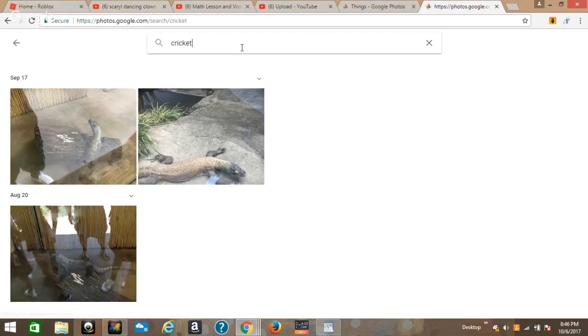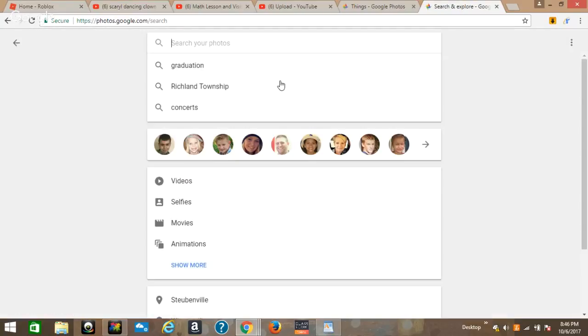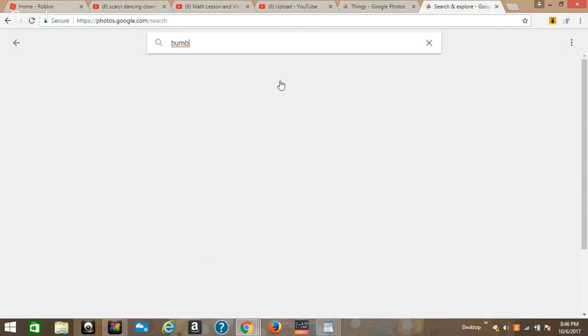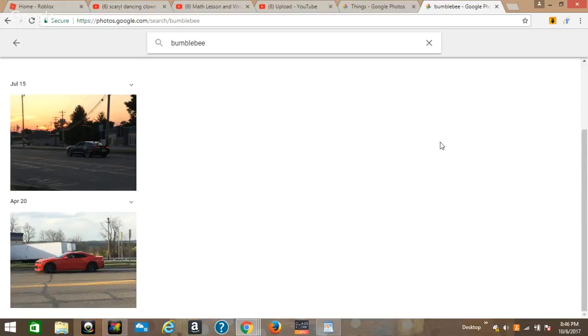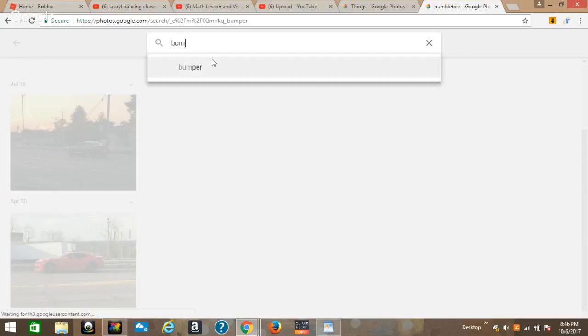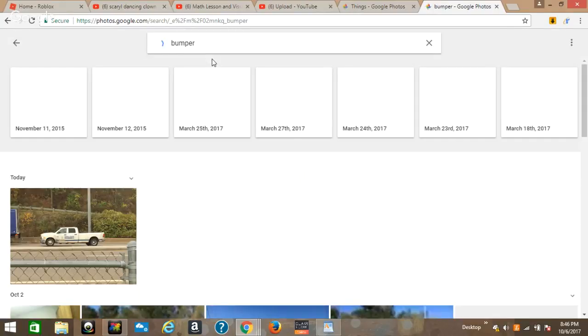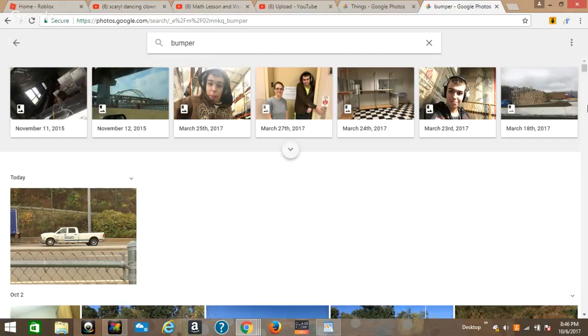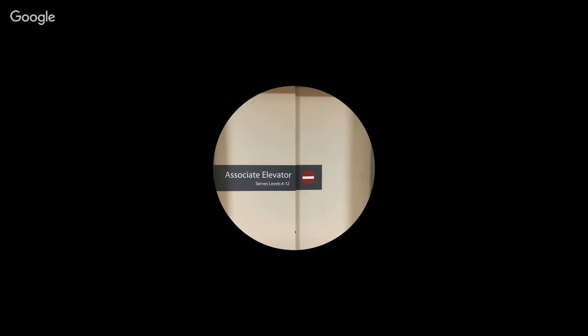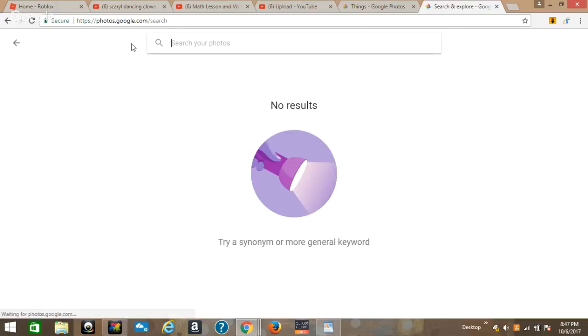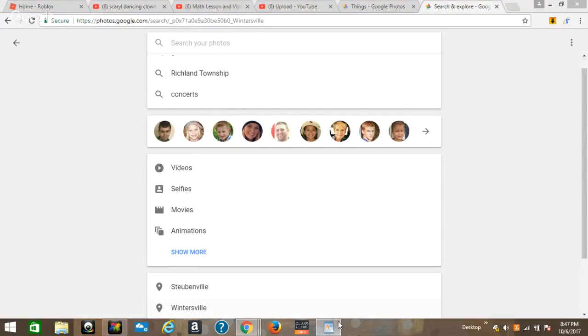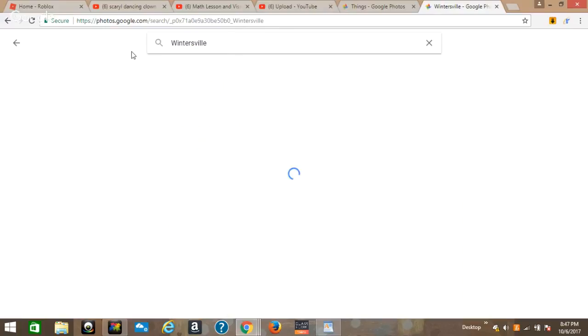Crickets. Bumblebee. I don't see a bee. I'll have to do some wildlife photos. Bumper. Ah, I've got another one. 2-0. We'll get to that later in science and stuff. And one more.